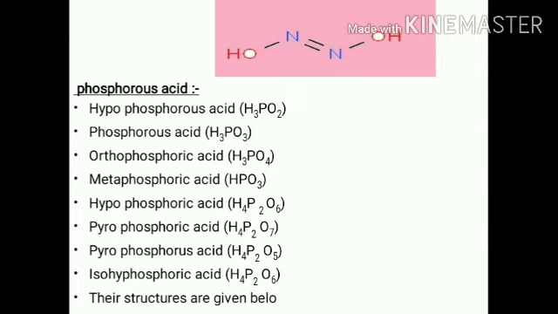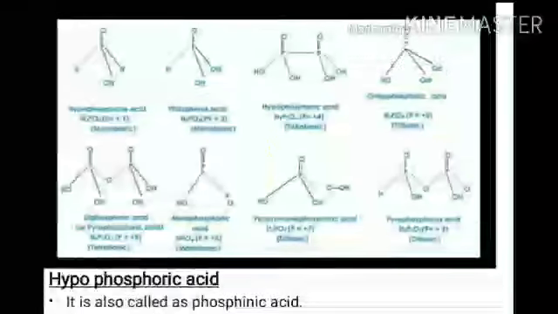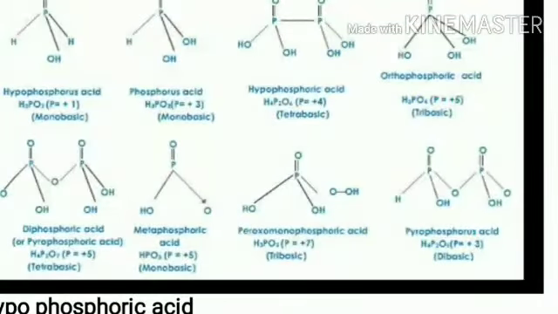Now another compound is the acids of phosphorus. The acids of phosphorus are hypophosphorus acid, orthophosphoric acid, metaphosphoric acid, pyrophosphorus acid, isohypophosphoric acid, and so on. Now we will discuss all about the phosphorus acids. The structures of phosphorus acids are given here. You can see very well with your formula. Just a simple example I would like to tell you, that is important, it will come in your exam.